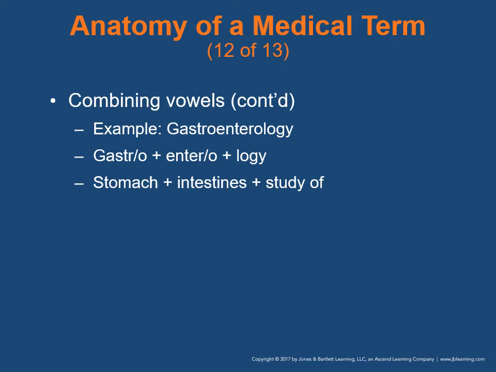For example, gastroenterology. You have gastro, which ends in an O, entero, which ends in an O, and then logy. This is broken down to mean stomach. I like to draw, y'all. Stomach, then entero is intestines, and logy is the study of. So gastroenterology is the study of stomach and intestines.